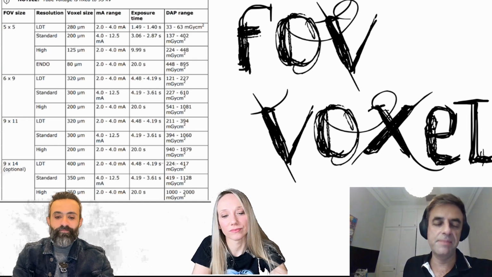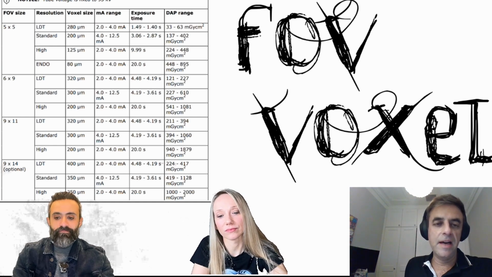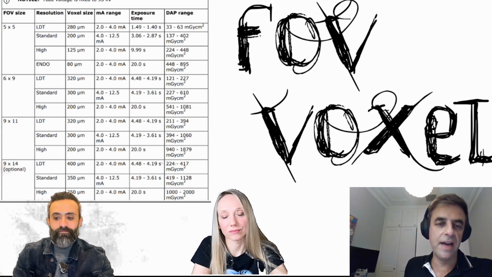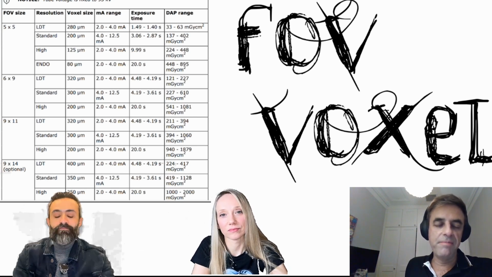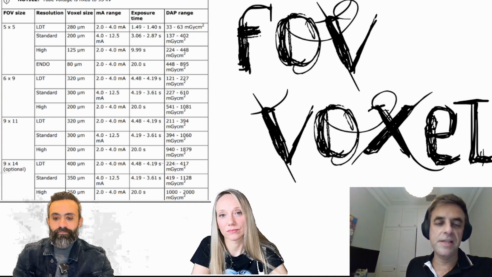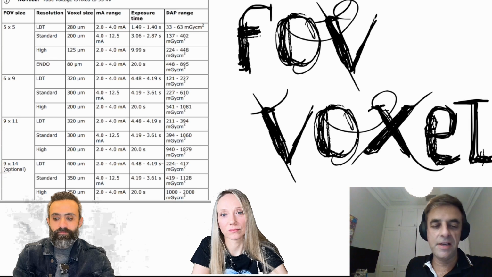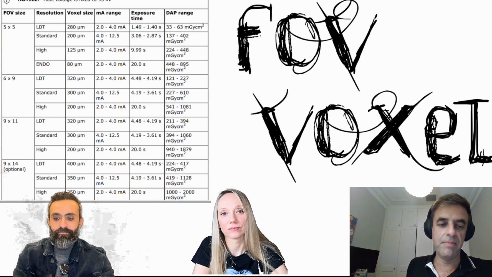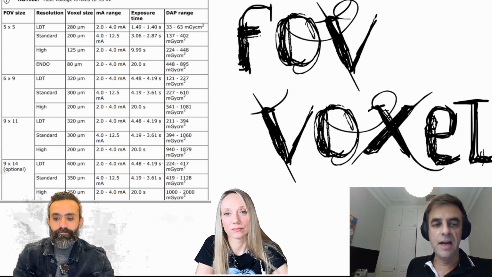The field of view size is basically how big the amount of area is that we're scanning. So 5 by 5, we're looking at basically 5 centimeters by 5 centimeters, and so that's obviously a small area of someone's mouth. Then you go up in sizes. You get to the bigger sizes, so you're talking about upper and lower arches and things like this. In endo, generally, all of my views will be 5 by 5. And then you're talking about the resolution after that.